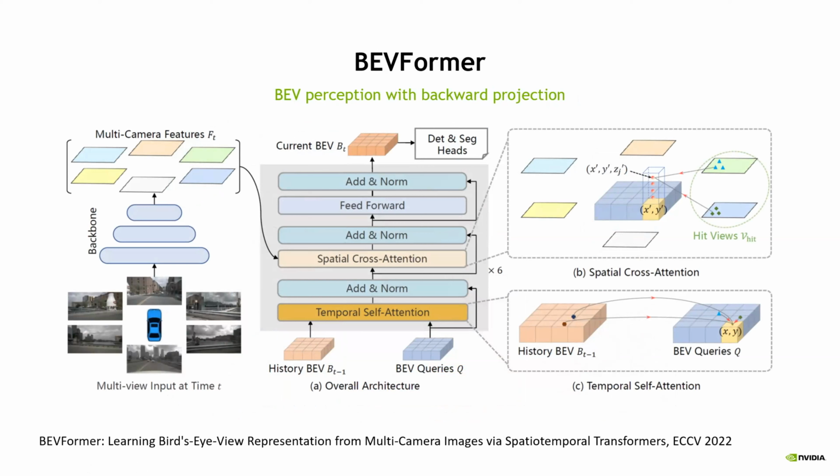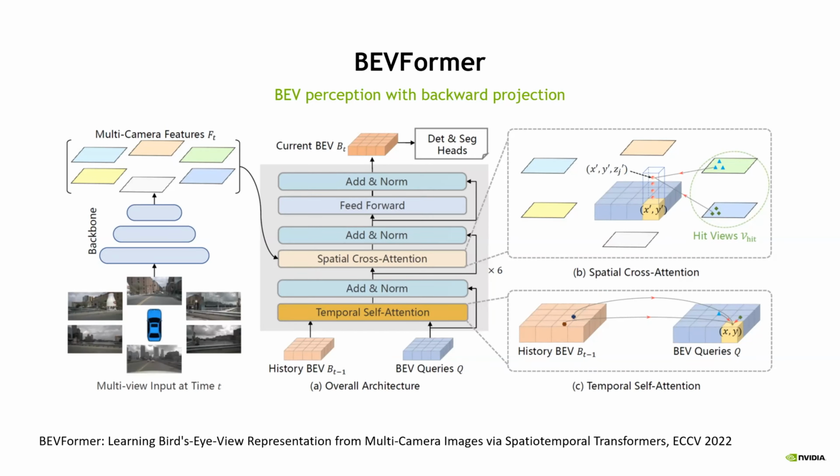And other authors from Shanghai AI Lab. This one is a transformer-based solution for BEV, and it features backward projection. When we talk about backward projection, we can build learnable transformer queries in the BEV space and back project them to the 2D camera domain using deformable attention.